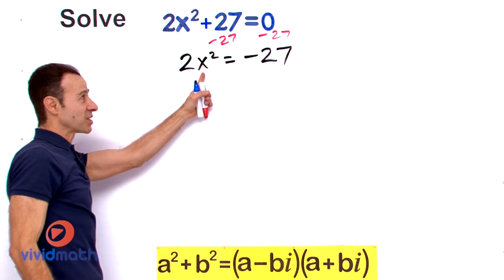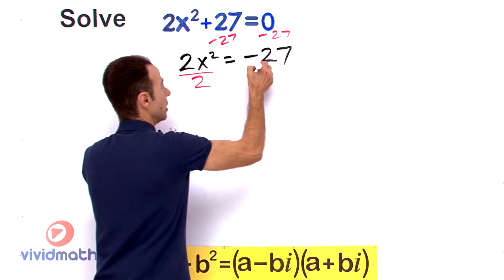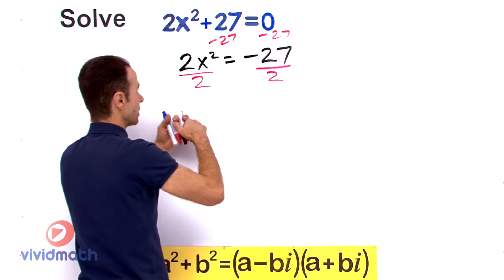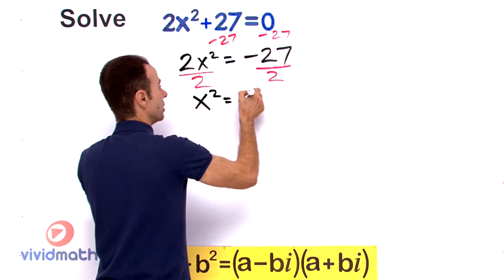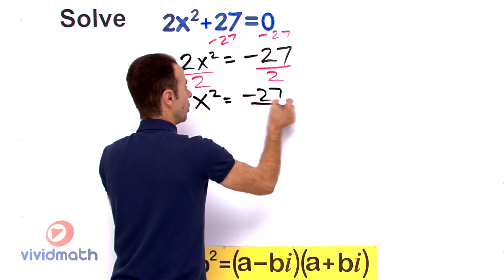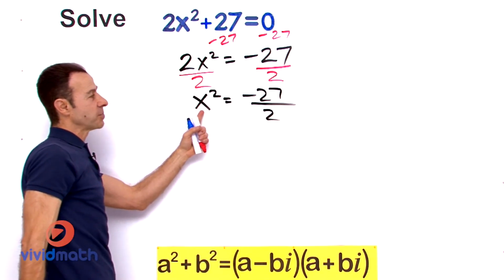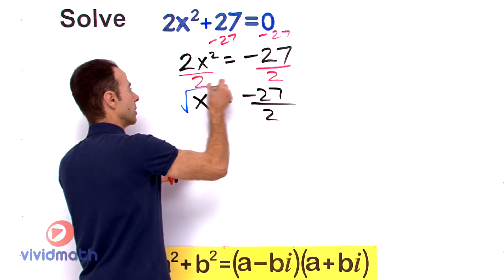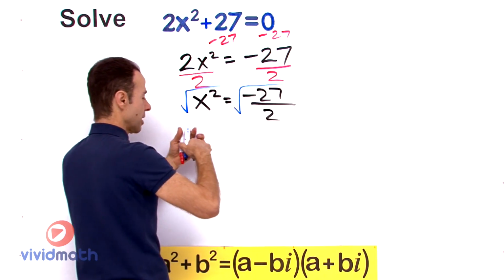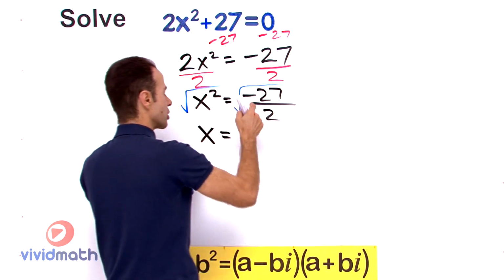So what we want to do now is divide both sides by 2. I want to isolate the x squared. So dividing by 2, that's going to give me x squared is equal to negative 27 all over 2. I want to get x by itself, so I'm going to square root both sides. That leaves us with just x on the left-hand side.